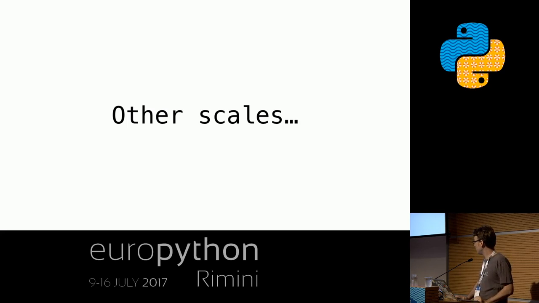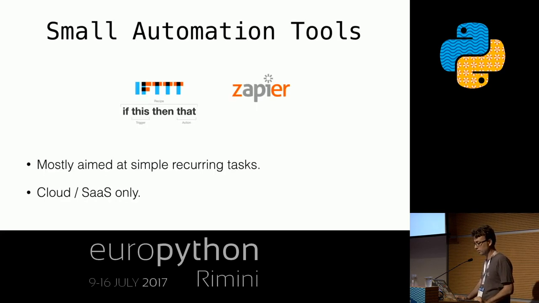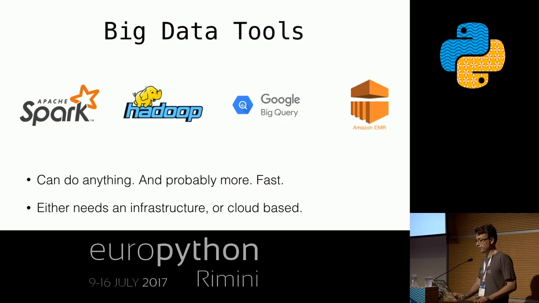There are other scales of tools to transform data. Real quick, you may know IFTTT or Zapier, which are cloud-based software as a service tools to do small automations. Obviously, this won't run on your laptop. And there are huge data tools, like Spark, Hadoop. Either you need a big infrastructure to start doing things, or at least a decent infrastructure. Or you're using a cloud-based thing and you have the same problem: how do you work without the cloud, and how do you not lock yourself into one vendor.